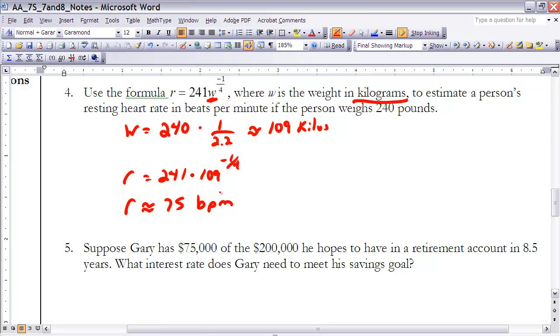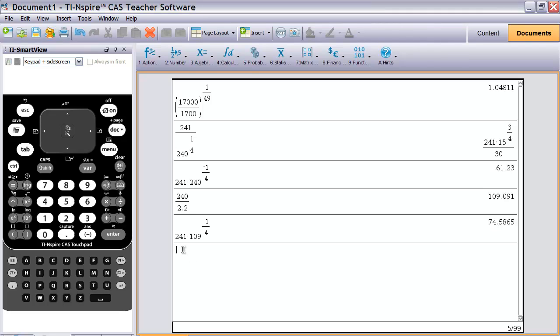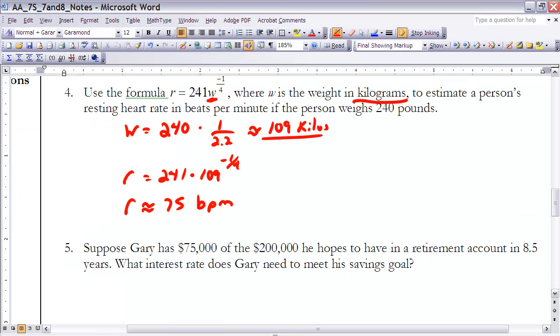So the first thing I'm going to do is convert that, which is like taking that number times 1 divided by 2.2, just like we did in the lesson. If I do that, I find that it's 109 kilograms. So that's the value I'm going to plug in for W. So I have 241 times 109 raised to the negative 1/4 power. When I put that in my calculator, I get about 74.58. So if I round it to the nearest beat per minute, that would give me 75 beats per minute.